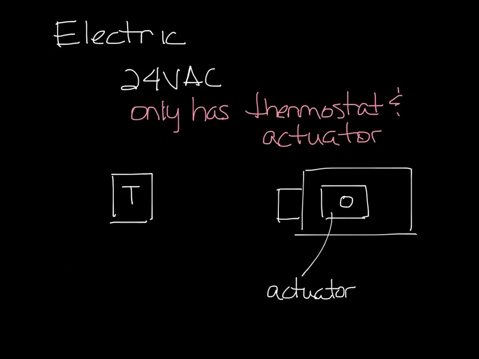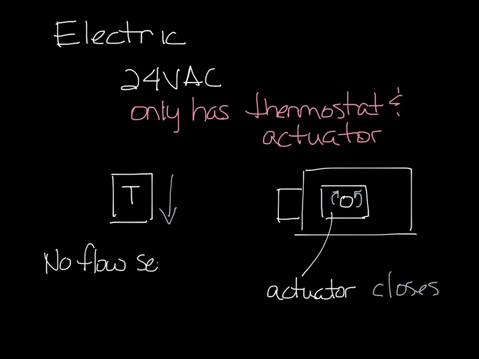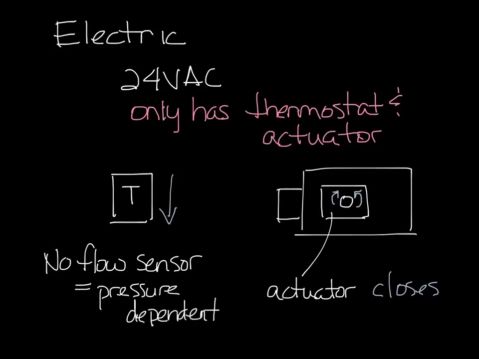So the actuator is just going to open and close the damper, and it's just getting a signal from the thermostat. So when the thermostat senses a reduction in temperature, it drives the actuator closed. There is no flow sensor in an electric VAV box, so an electric VAV box system is pressure dependent. This means that changes in system pressure will change the amount of airflow you get out of your box. Because of this reason, electric systems are likely to have large room temperature variations, and they're not used very often.